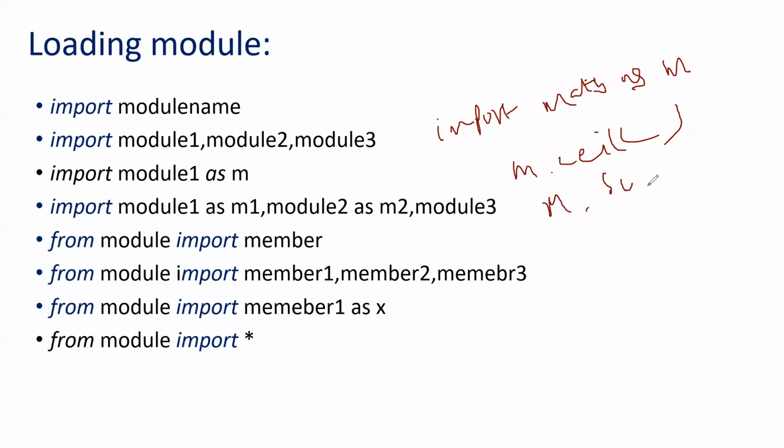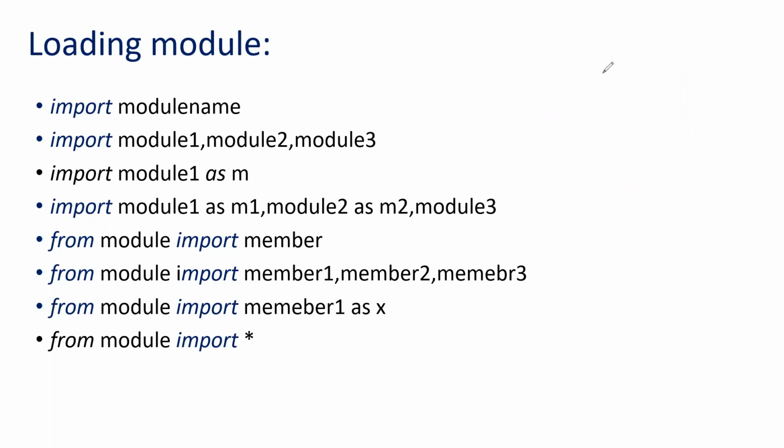M dot sum, M dot something. This is called aliasing. AS is the keyword. Just keep that in mind. Don't get confused.